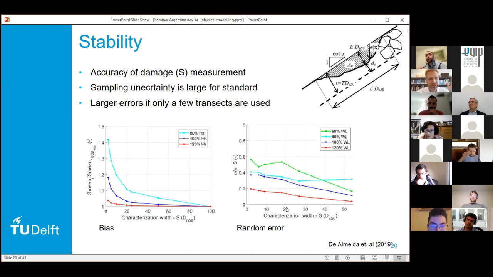the width that is typically prescribed in the old manuals is 20 stones. But if you look at results like this, we don't want a bias in our measurement error, and we also don't want a very large standard deviation. So for the design wave as well, you would want at least 50 stones or 100 stones, or just repeat your test a few times to average the results, or just take into account that this answer is not very certain. So this is very important to take into account.